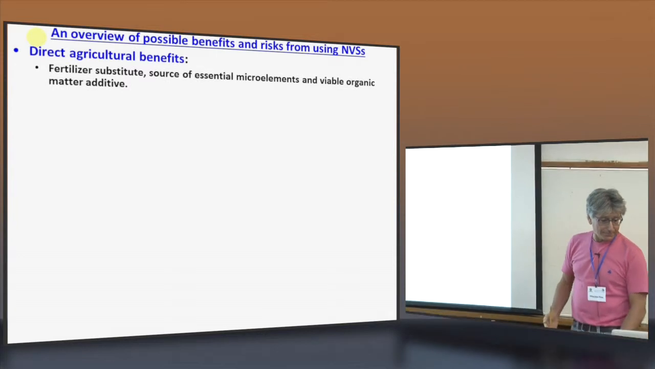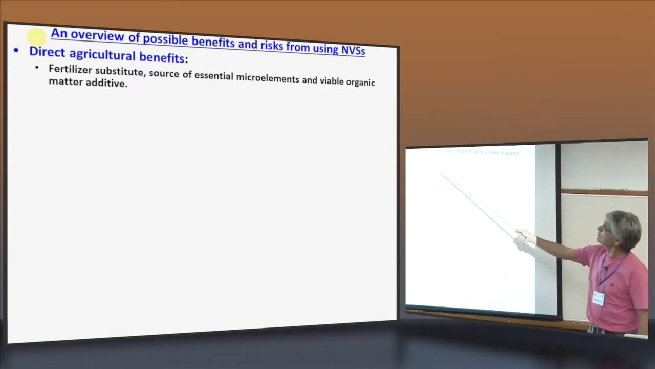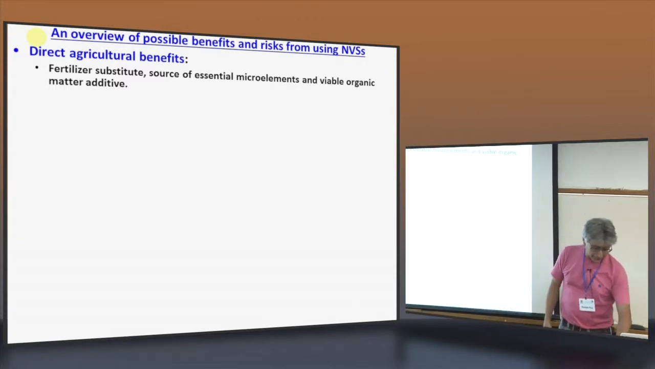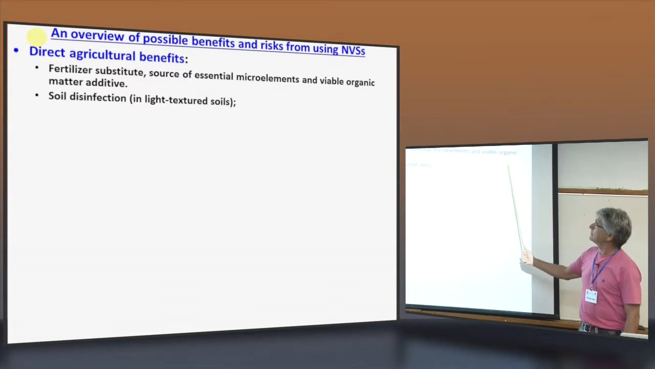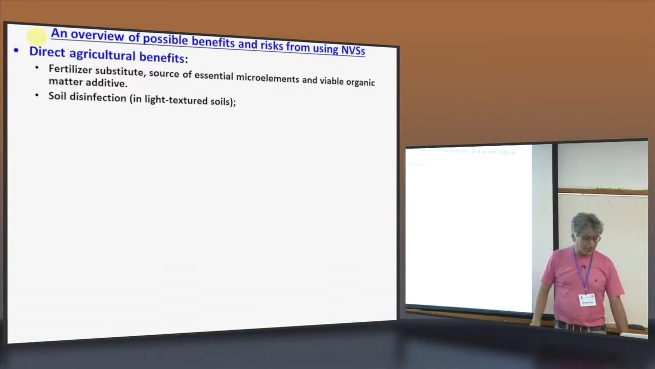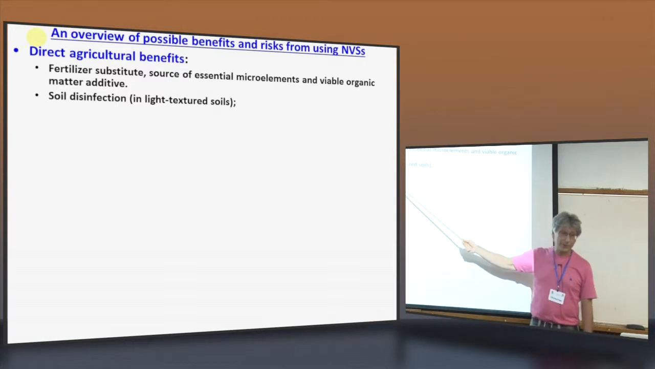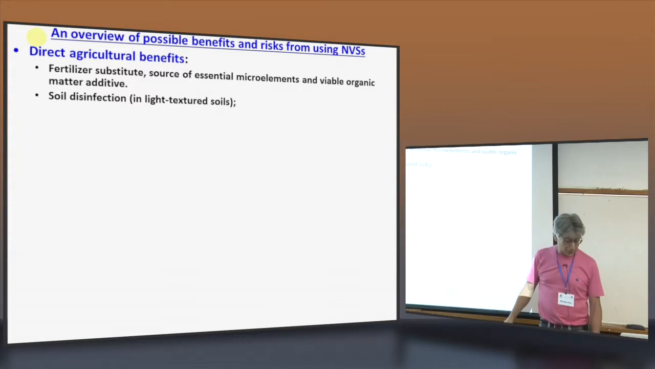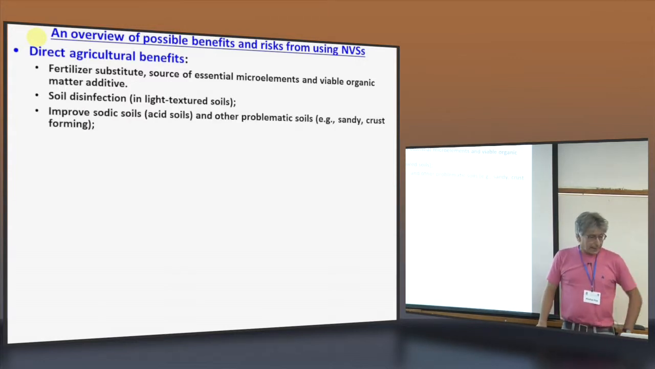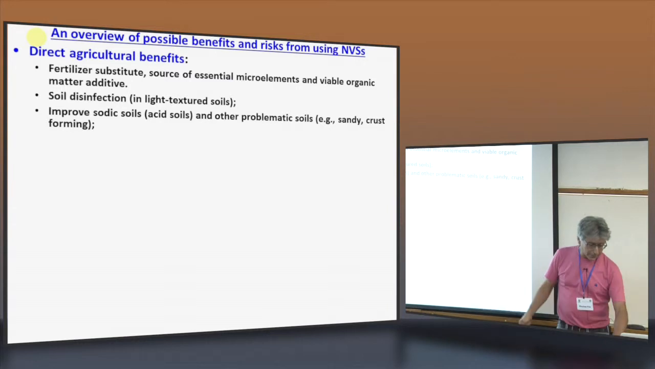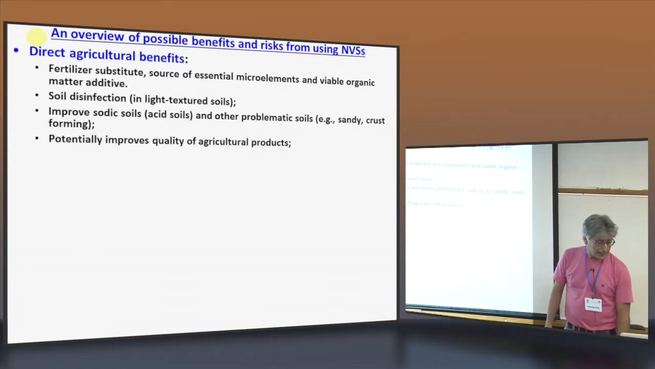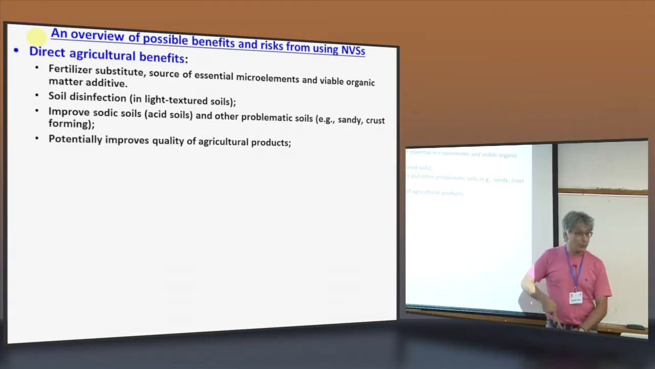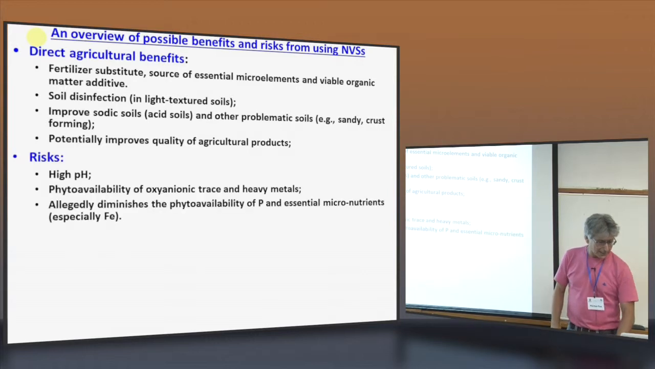Direct benefits: fertilizer substitute, source for microelements, and viable organic matter additive. Viable in the sense that it's not yet degraded, as some other products are. Soil disinfection, especially in light-textured soils. Improvement of sodic soils, and so on, people have talked about that a lot. Potentially improve quality of agricultural products, also deteriorate. That is one of the risks.